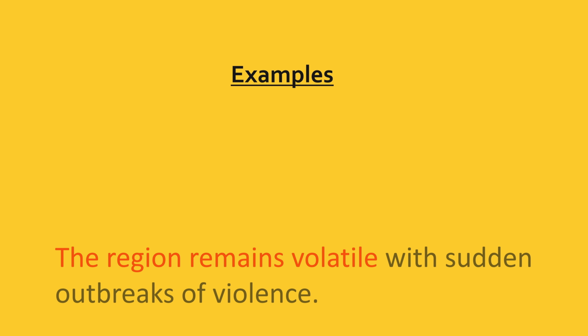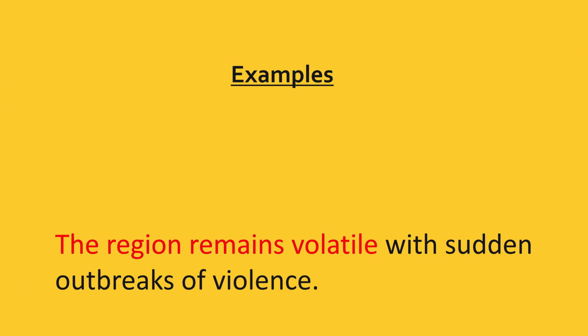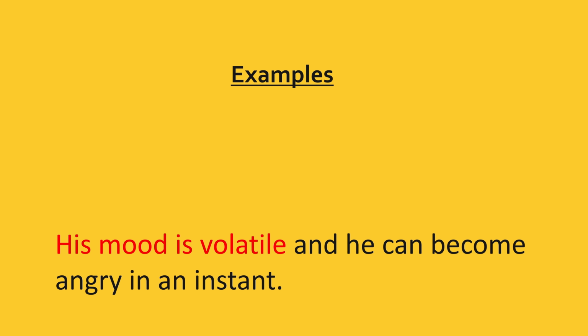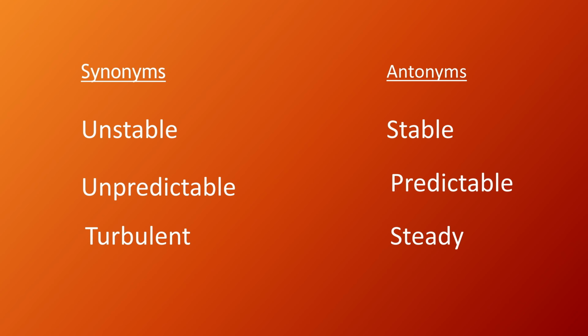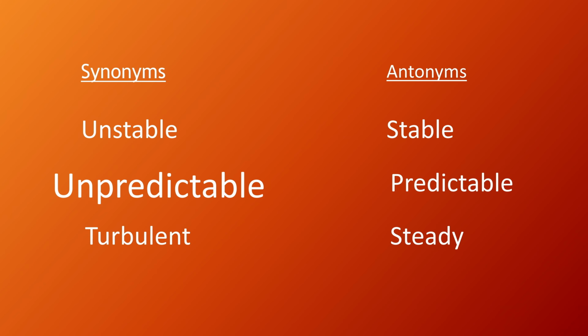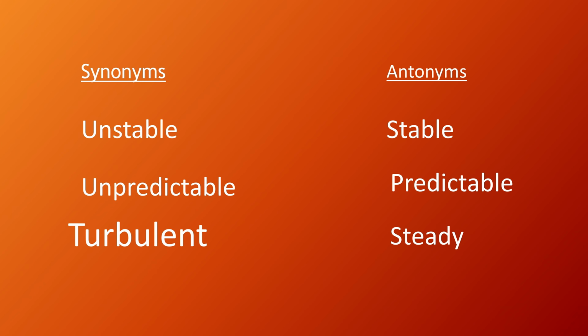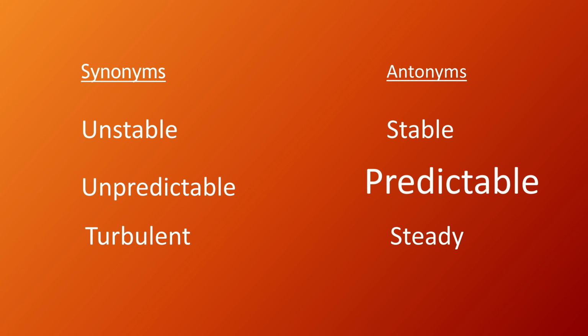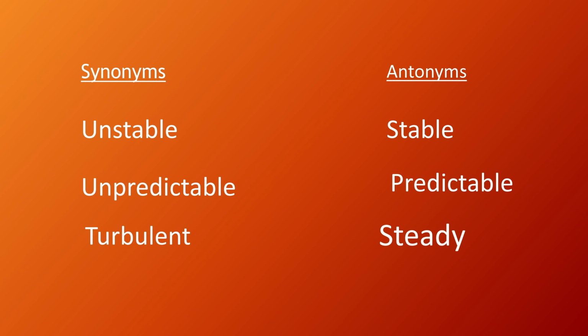Here are some examples. The region remains volatile with sudden outbreak of violence. His mood is volatile and he can become angry in an instant. Synonyms for volatile are unstable, unpredictable, turbulent. Antonyms are stable, predictable, steady.